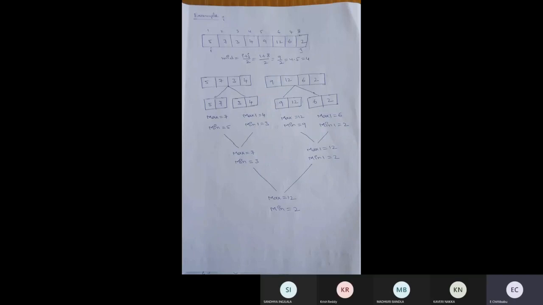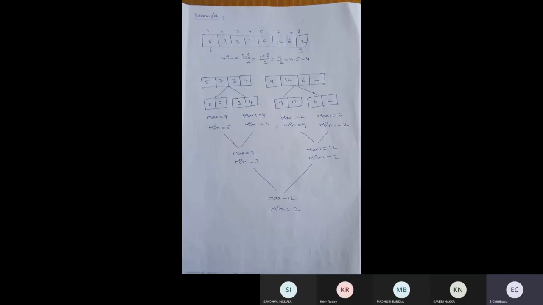Okay, now the first one is max equal to 7. Madhuri, what is the first set on the left side? Max equal to 7, min equal to 5, sir. Next, same thing. Max1 equal to 4. Minimum1 equal to 3.